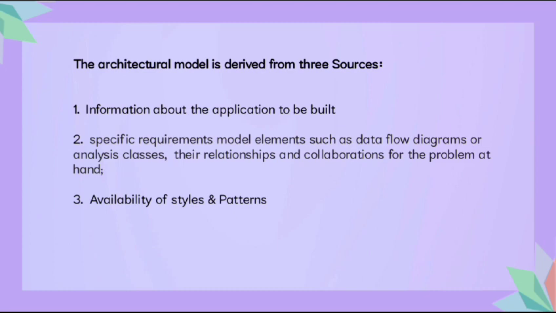We need to have proper information: what our main goal on the product is, the main goal of the software. Those details need to be there. After that, specific requirements. They need a clear understanding of what the client is expecting, their relationships and collaborations. Third one, availability of styles and patterns. This tells us that if any complexity occurs, they need to follow some patterns and apply some styles. These are all part of architectural design.